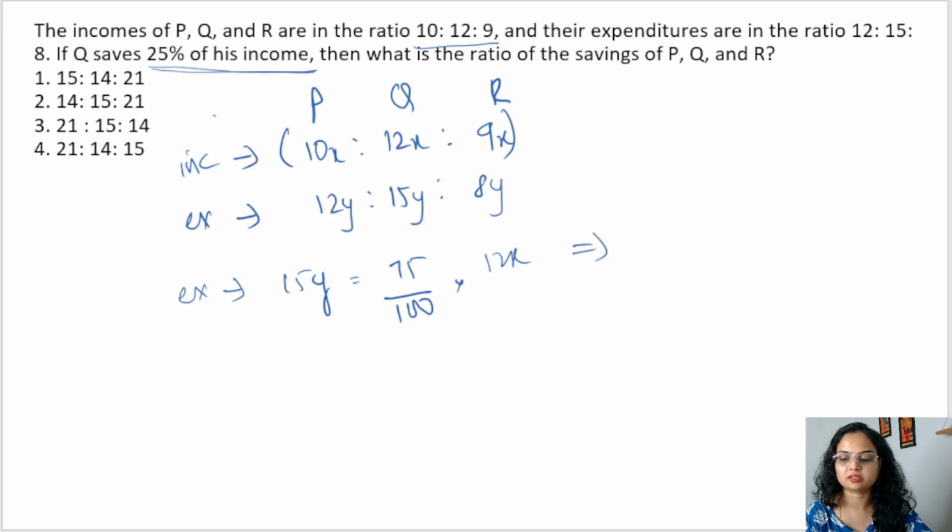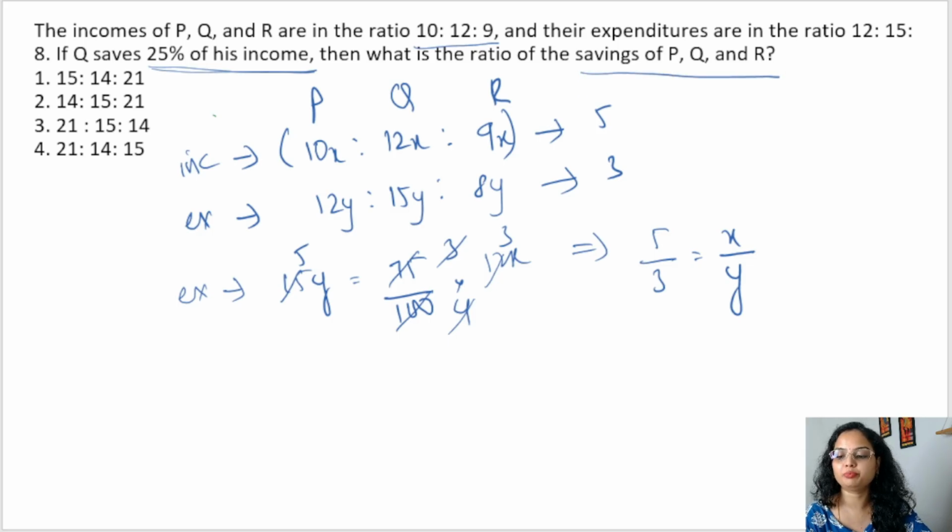It is 12x. Okay, 75% means it is 3 by 4. 4 into 3, 3 into 5. Okay, now here 5 by 3 is equal to x by y. Here x value is 5 and y value is 3. We have to find the ratio of the savings of P, Q and R. So what is the ratio of income?